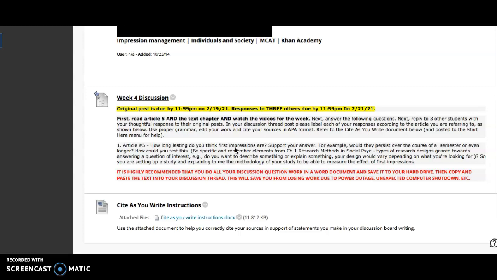Would you want to do a survey? Would you want to explain causality, what causes first impressions? Be sure to pick the right type of study design. So again, you might have to go back and look at those, experimental versus correlational and all that good stuff. And then tell me how you would set up your methodology to measure the effect of first impressions.